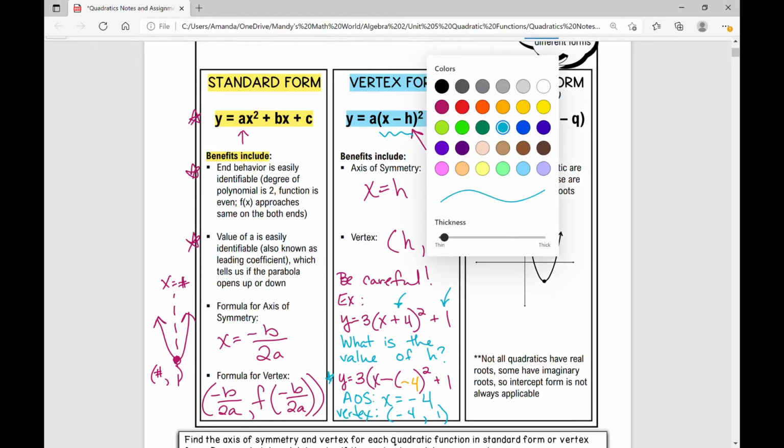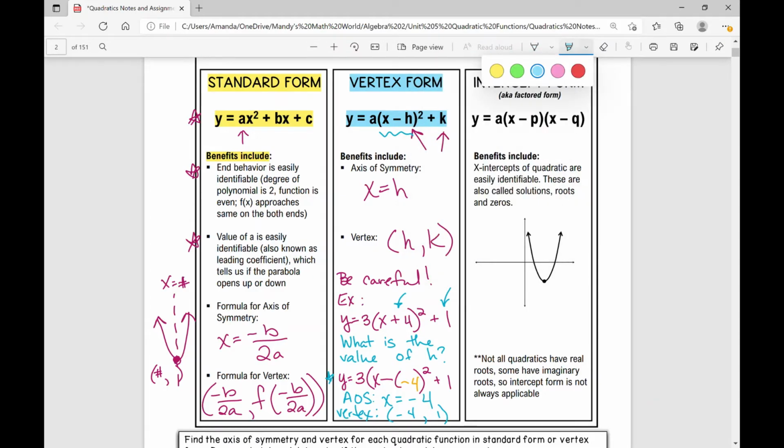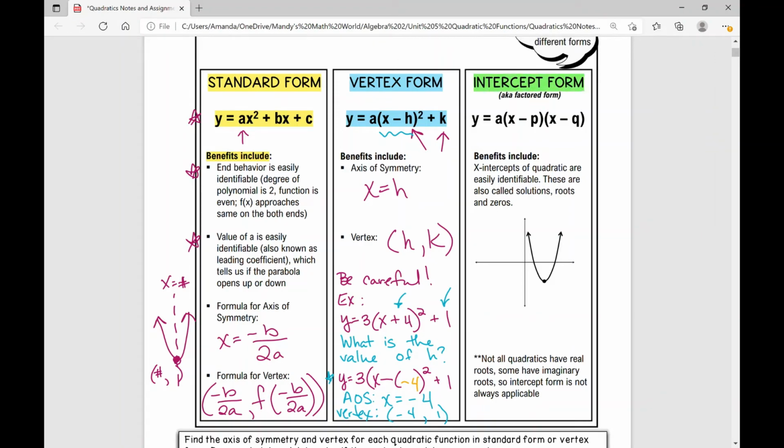And then the very last form, sorry, I'm trying to go kind of fast, but I'm not really going fast, is intercept form. This is factored form, y equals a times x minus p times x minus q. Your benefits include that the x-intercepts of the quadratic are easily identifiable, and we'll get to this as well, not in this particular lesson, but we'll get more to this. These are also called solutions, roots, and zeros.